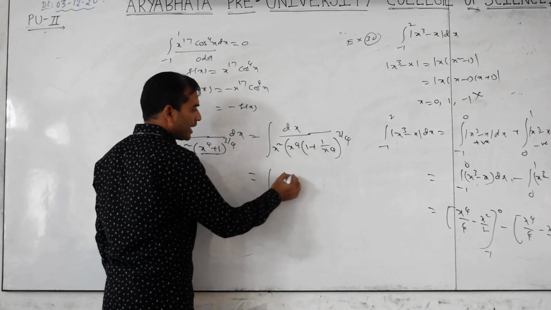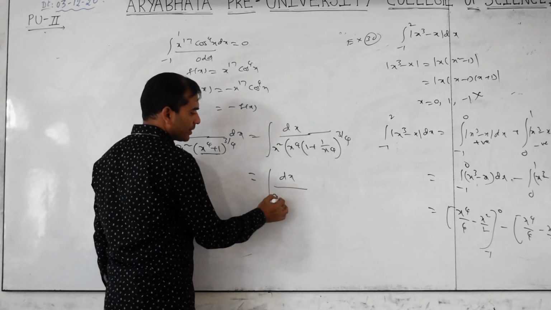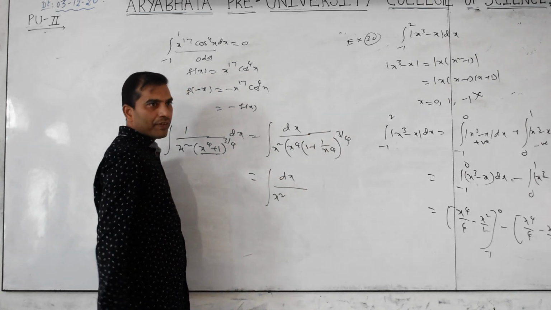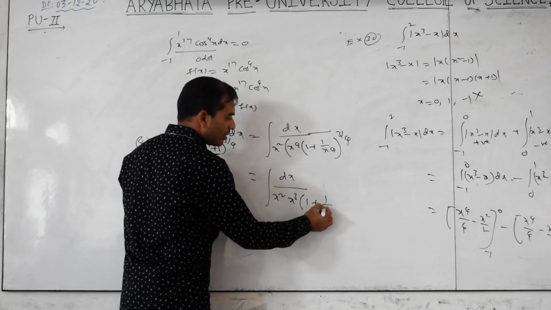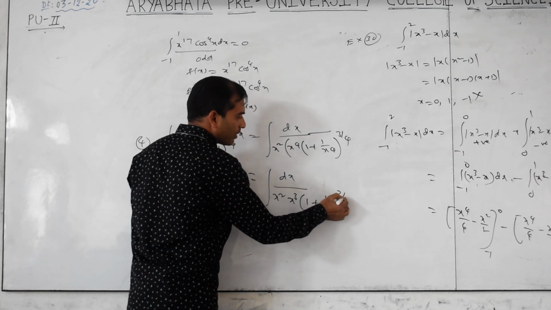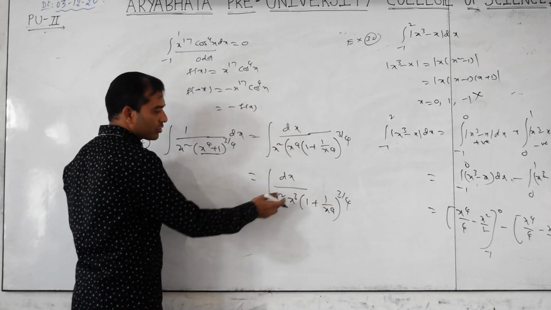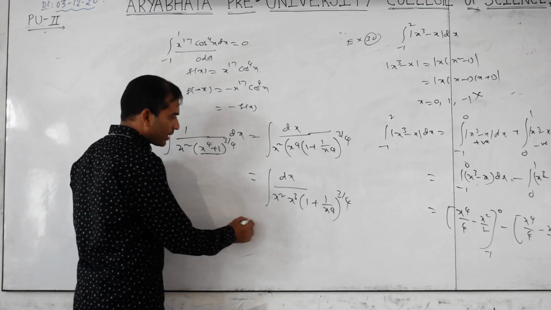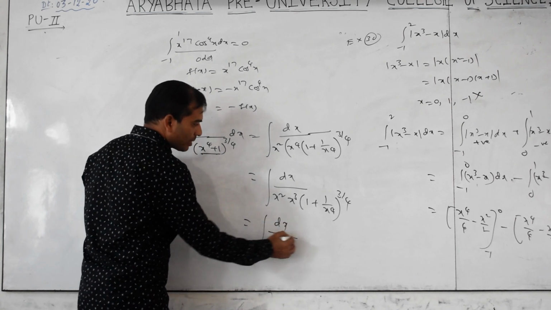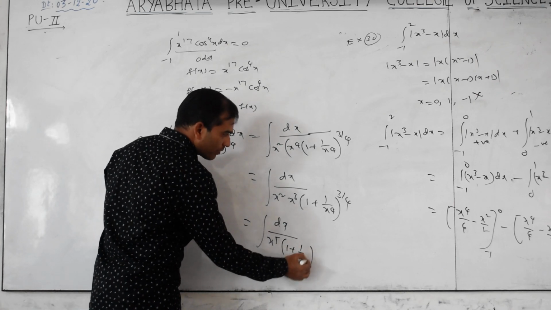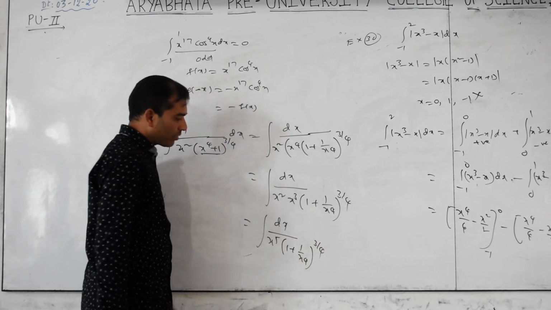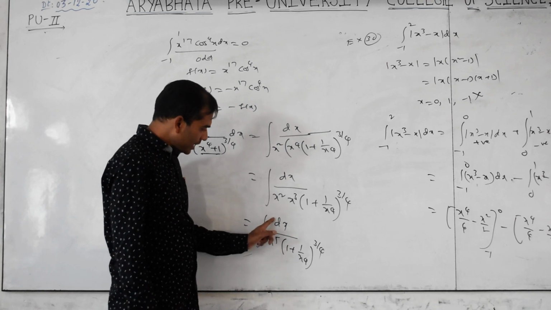Then integration of dx by x square, (x power 4) whole power 3 by 4 is x cube, into (1 plus 1 by x power 4) whole power 3 by 4. X square into x cube is x power 5. Integration of dx by x power 5 into (1 plus 1 by x power 4) whole power 3 by 4. The derivative is there here.